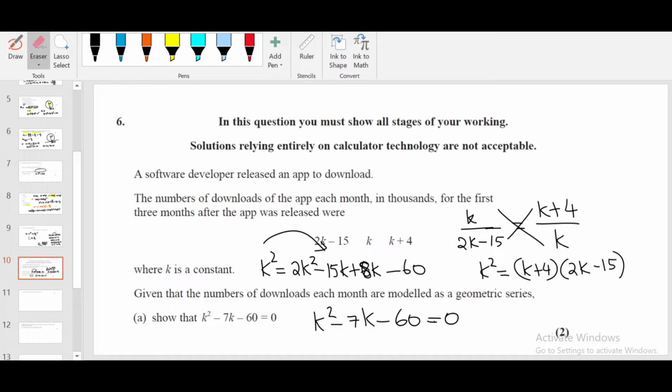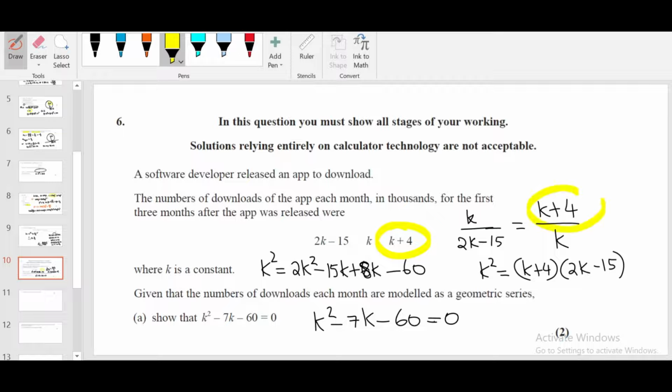It's a 2-mark question, an easy 2-mark question. I had to spend some extra time because when I copied the information, instead of k plus 4 I put k plus 3. So you need to be very careful about all this. Let's move on to part B.